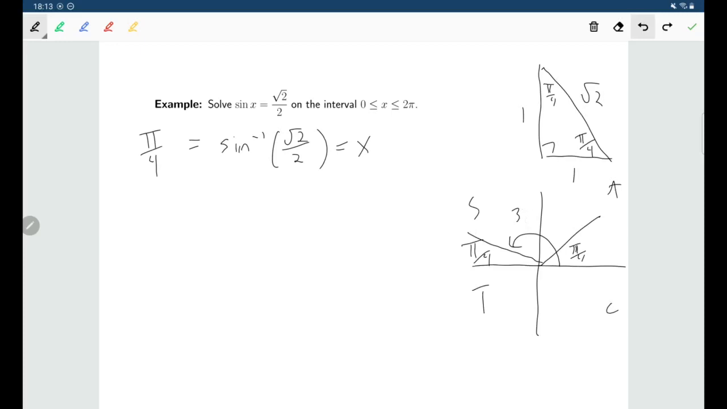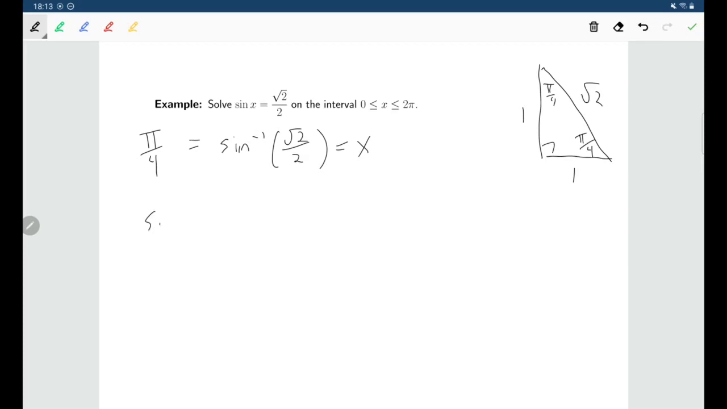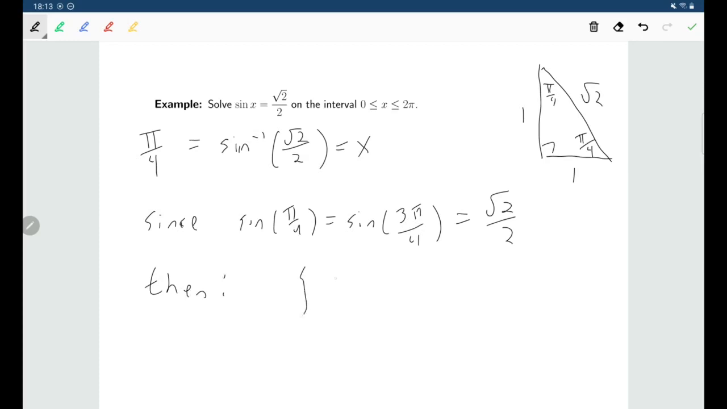So now I can say that what we actually have as our solutions are just two values. We have pi over 4 and we also have 3 pi over 4. So I'll just say that since sine of pi over 4 and sine of 3 pi over 4 are both equal to each other and equal to root 2 over 2, then the solutions are pi over 4 and 3 pi over 4. And those are all the angles that are in that interval where sine of x is equal to root 2 over 2.